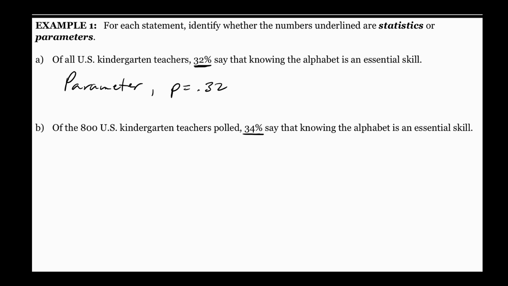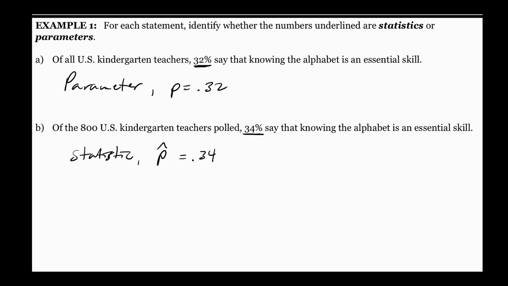Of the 800 U.S. kindergarten teachers polled, 34% say that knowing the alphabet is an essential skill. 34%. Is that a parameter or is that a statistic? That's a statistic. So how do I represent 0.34? Which of those symbols, of those four symbols from the last slide? P hat. Good. There we go.